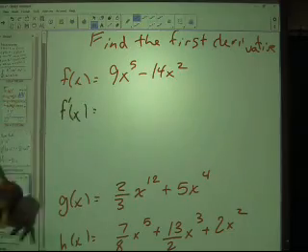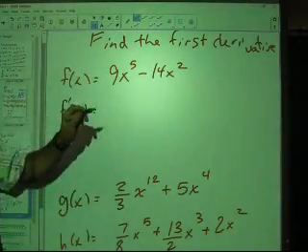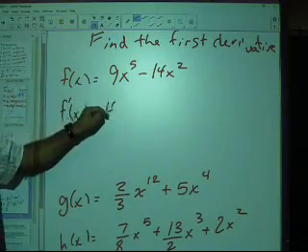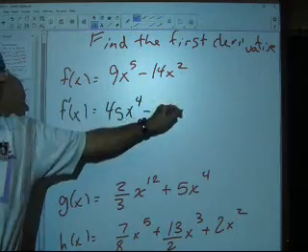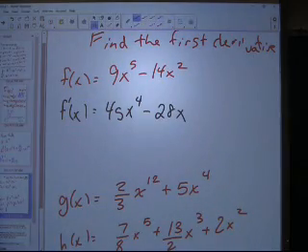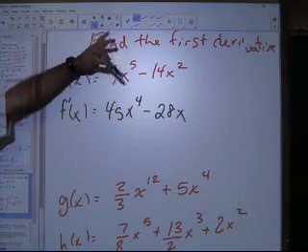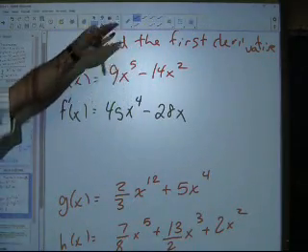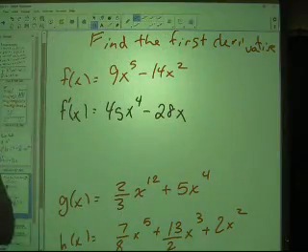So what did you get as your derivative for f of x? 45x to the 4th minus 28x. How many got that as their first derivative? Now, do you understand how we get to these numbers? I take the 5 times the 9, it's going to be 45, and 1 less power. I take the 2 times the 14 to get the 28, and 1 less power. That's our power rule.